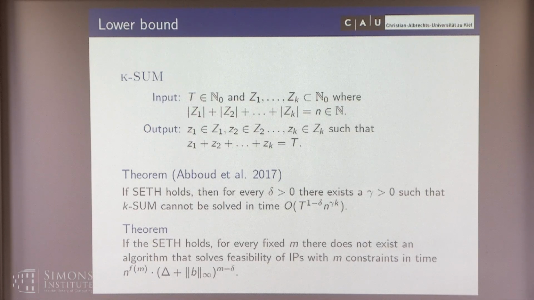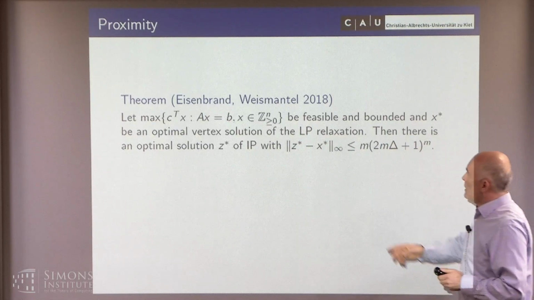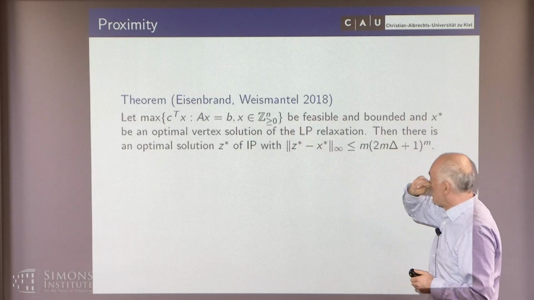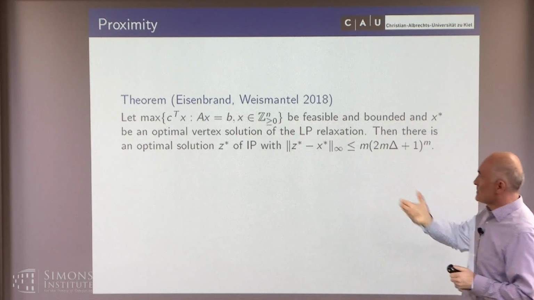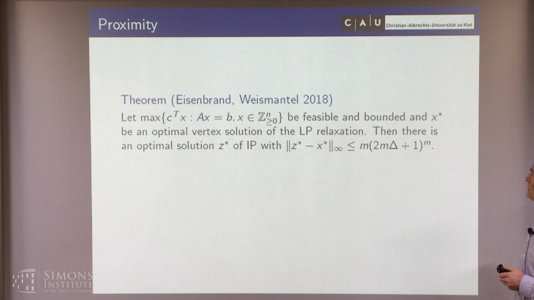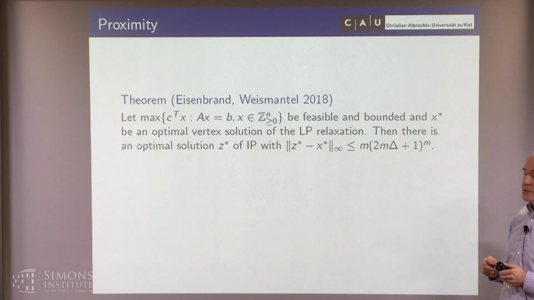So I will not go into details, a bit technical, this part, but I will show you something else. Proximity, because it was also done by Eisenbrand and Weismantel, and you can connect this also with our algorithm to improve further. So look at an integer linear program where we know this at least has a feasible solution and this is bounded. And then you look at an optimum vertex solution of your LP relaxation.